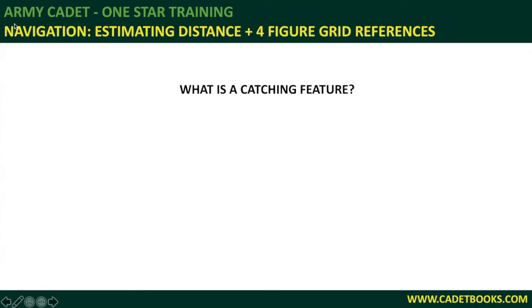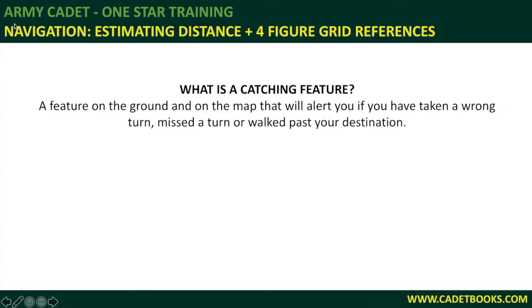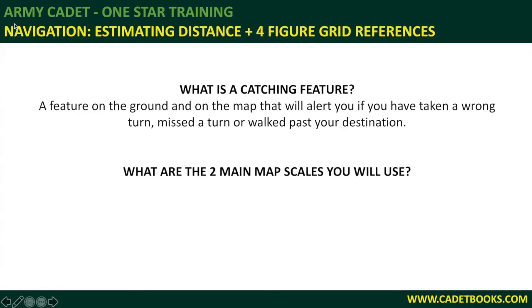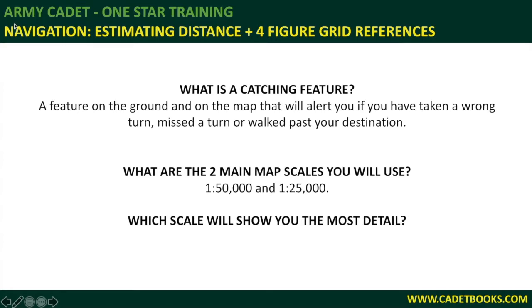What is a catching feature? A feature on the ground and on the map that will alert you if you've taken a wrong turn, missed a turn, or walked past your destination. What are the two main map scales you will use? 1 to 50,000 and 1 to 25,000. Which scale will show you the most detail? 1 to 25,000.